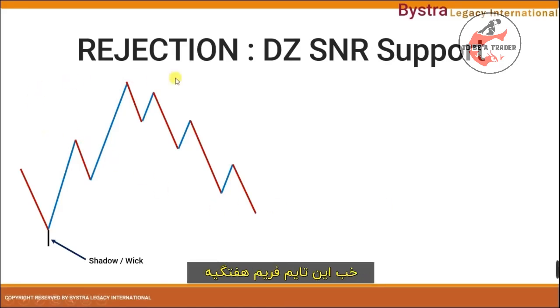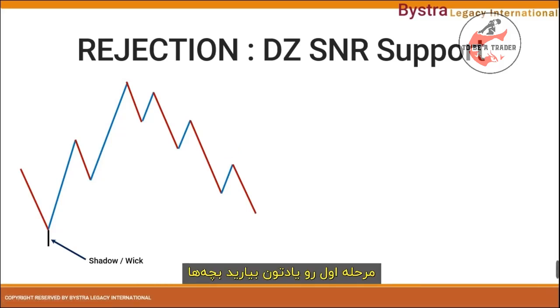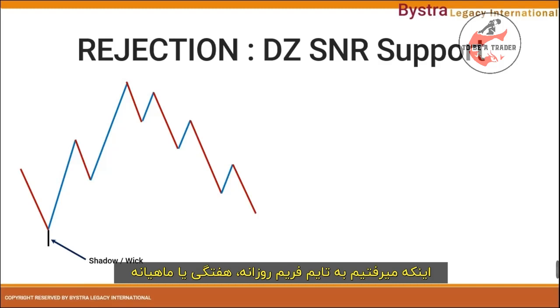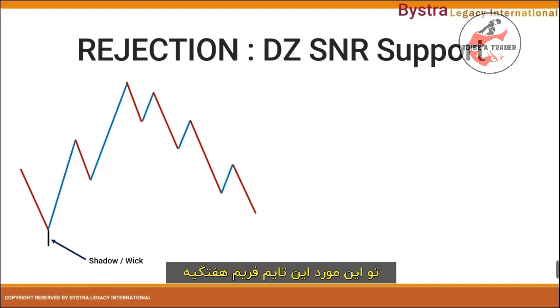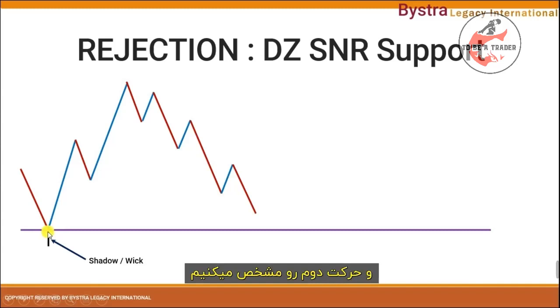So this is the weekly time frame. The first thing is to mark our danger zone. Remember the first step, guys: go to the daily, weekly, or monthly time frame. In this case, this is the weekly time frame. Second, we go to the line chart. And then third, we mark our horizontal line at the edge of the support and mark the second movement.